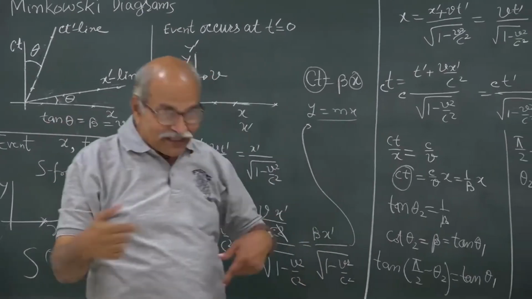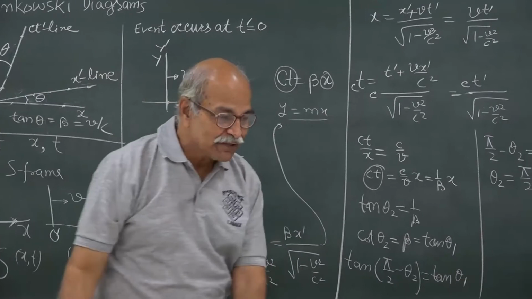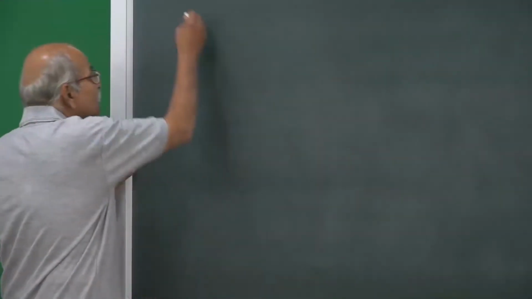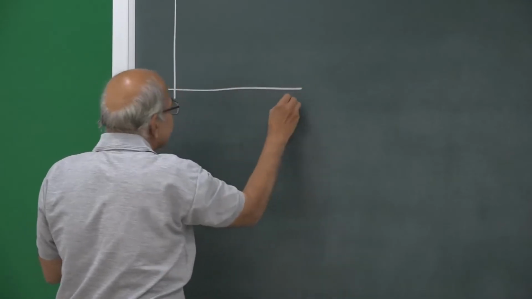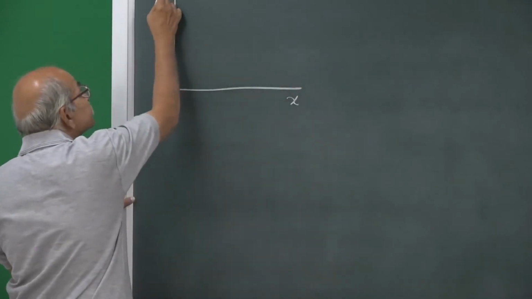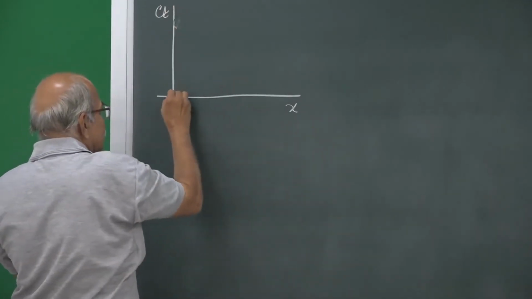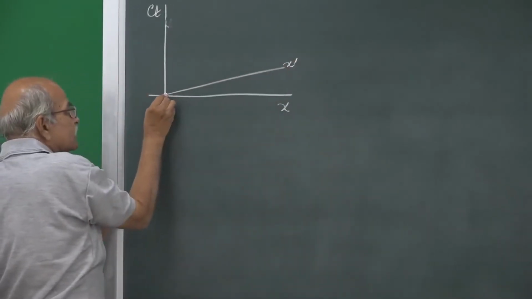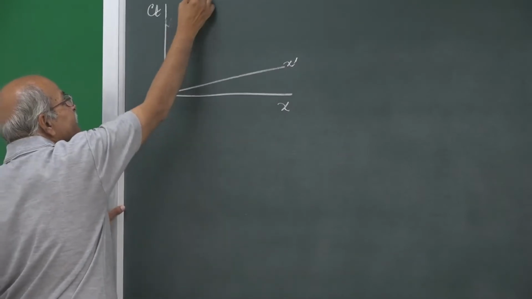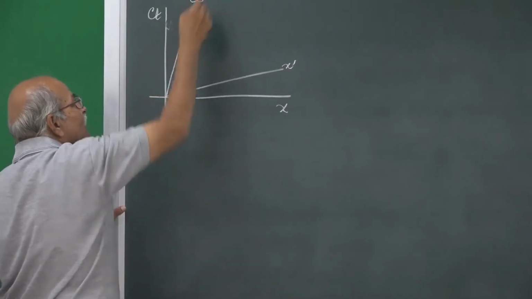Now, before I go further, let me make some space. Once again let us take a Minkowski diagram, x here, CT here, and then x prime line here and CT prime line here, right.